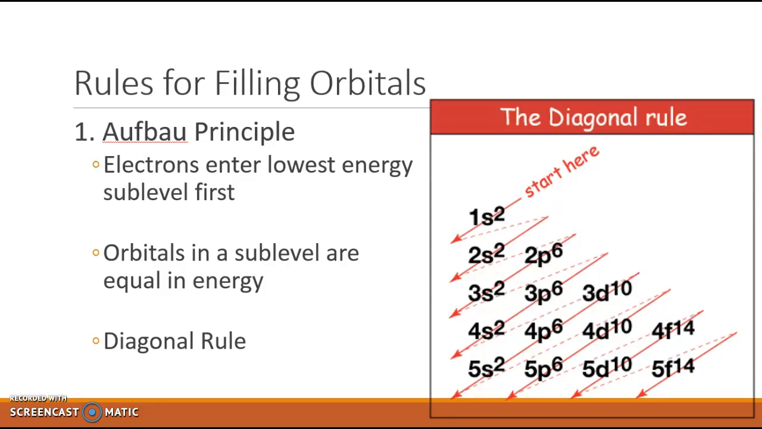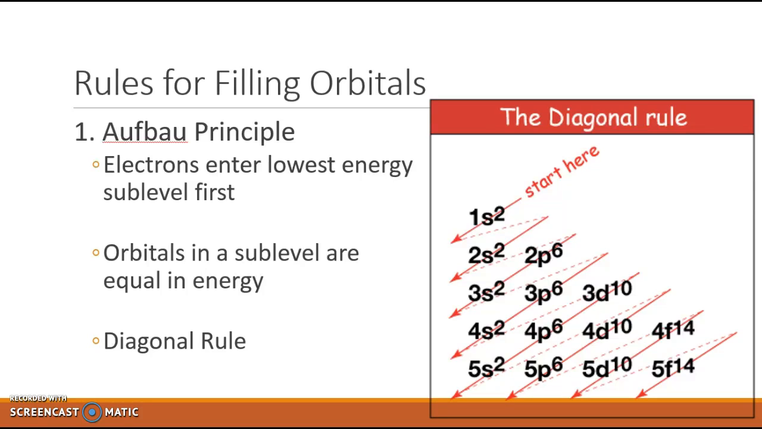Right, for our atomic theory and bonding unit, lesson 3, we're going to be talking about today what it means to fill orbitals and how you decide how this happens. So first things first, there are 3 rules that are going to govern how we fill orbitals. The first is the Aufbau principle. This says that electrons enter the lowest energy sublevel first.